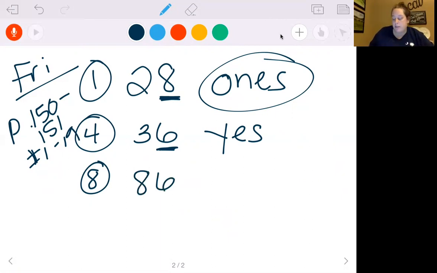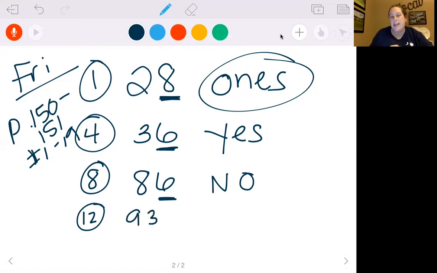If a number is divisible by 5, then the ones digit has to be 0 or 5. This one is not, so I have to write no. Number 12, let's do that one. It says, is the number divisible by 10, right? Yes or no. They give me 93. If a number is divisible by 10, then this 3 would have to be a 0. If a number is divisible by 10, the ones digit is 0. So I have to put a big no.